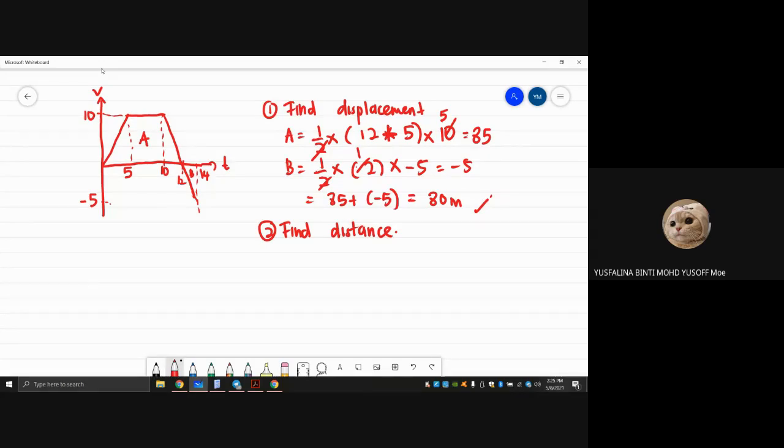So how about the distance? So the distance for A, same, I get 85. Okay, only the difference is B. Because B, we don't consider the negative. So means half times 2 times 5. So you will get 5, right? So 85 plus 5, you will get 90 meter. Okay, so that's the difference between displacement and distance. Displacement must include the negative sign, while for the distance, you just ignore the negative sign and just calculate, then you add these two areas.